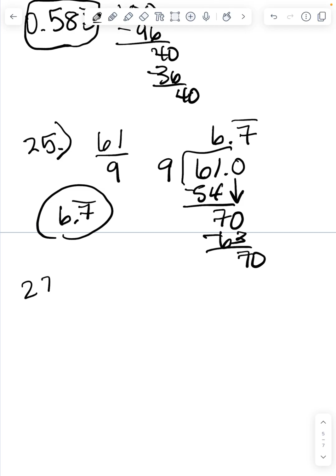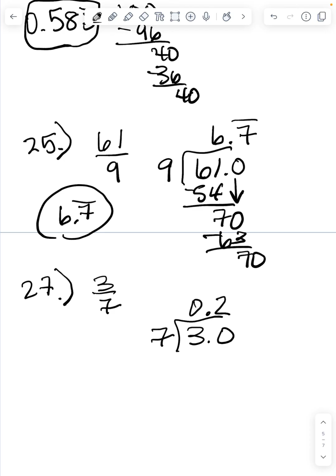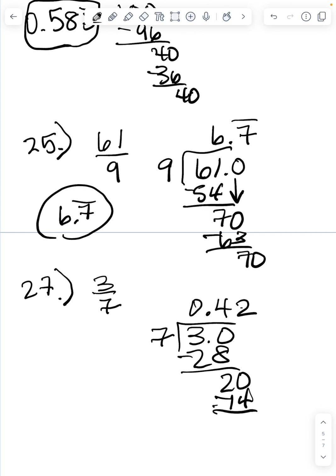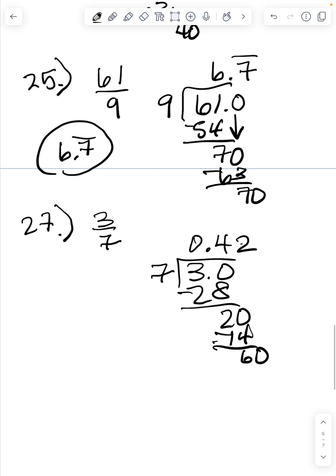All right, number 27. 27 is 3/7. So 3 divided by 7. Okay, it doesn't go in here. 7 goes into 30. That's 28. So it's 4 times. So that gets me 28. Subtract and get 2. Bring down a 0. 7 goes into 20 2 times. That's 14. Subtract and get 6.